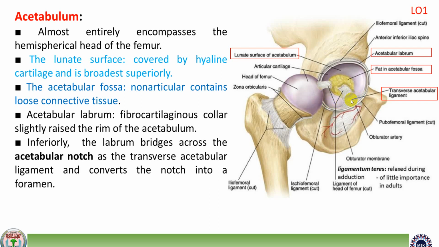This part of the acetabular labrum we call the transverse acetabular ligament, which converts the acetabular notch to an acetabular foramen for passage of blood vessels from the obturator artery and vein.